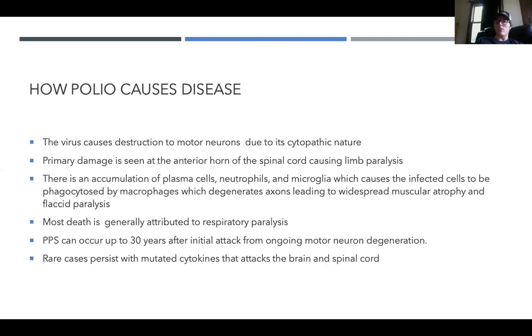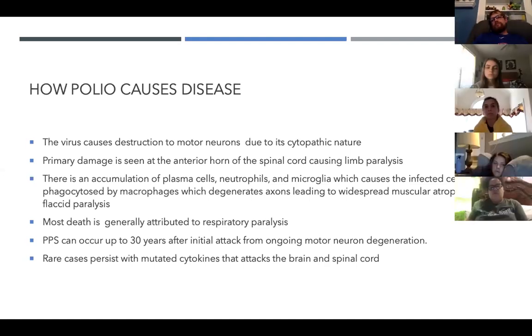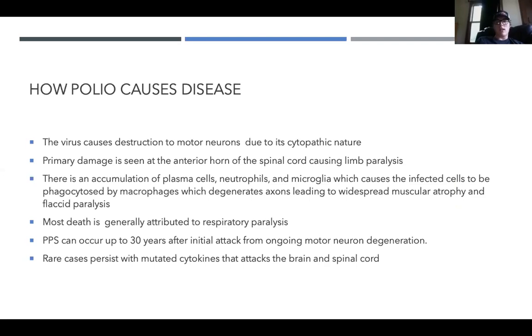So it might start with just some really small portions of the axon, to where the nerve is still functional, but over time your nerves degenerate anyway, and it'll show signs of PPS even up to 30 years later. And then rare cases can persist with some mutated cytokines, and that will attack the brain and spinal cord, leading to Alzheimer's and dementia-like symptoms, which I thought was interesting.